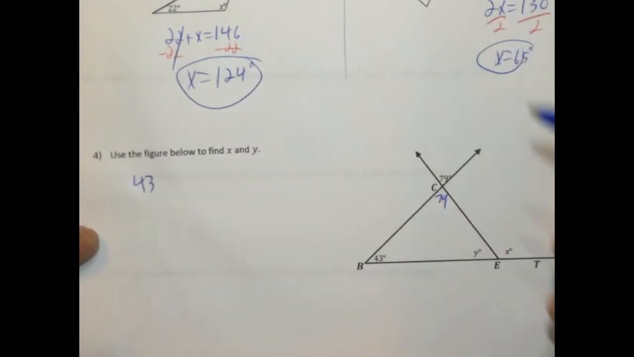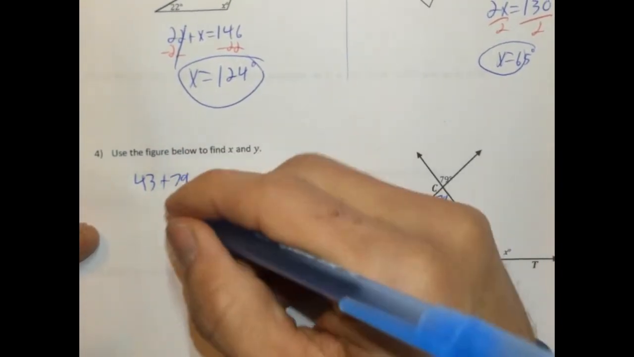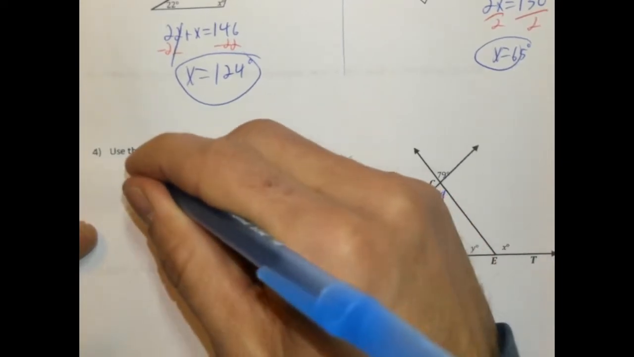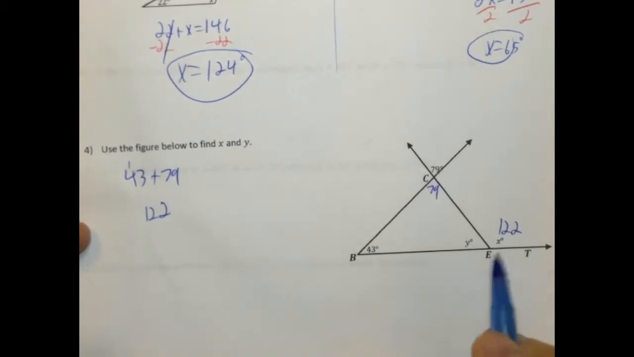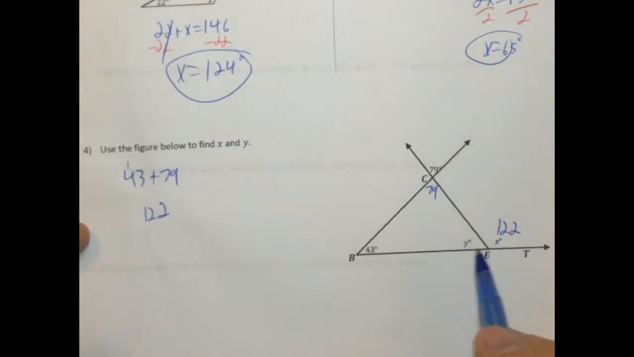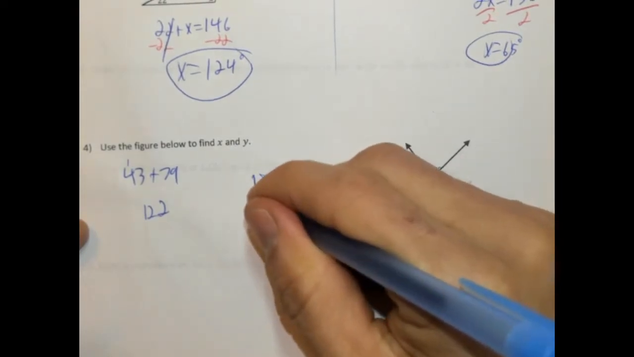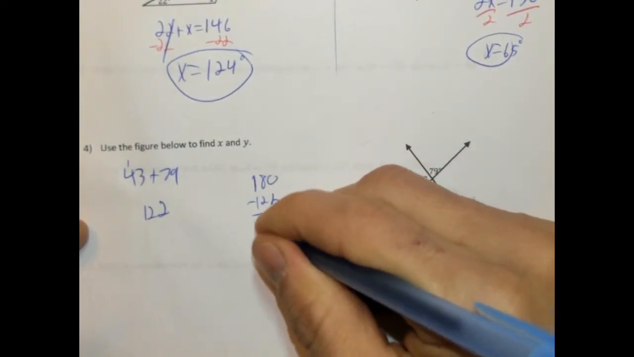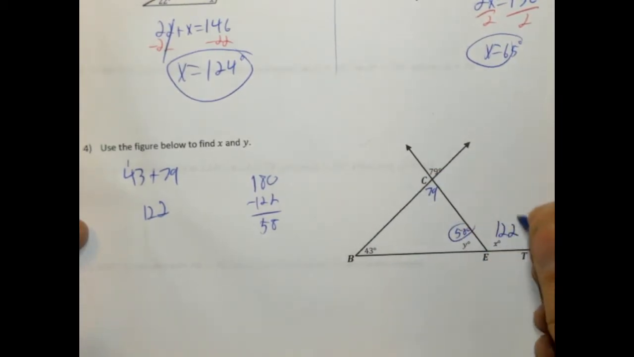So 43. Let's do that. Why not? 43 plus 79. We'll use the external angle theorem. So 3 plus 9 is 12. Carry the 1. 5. 122. So this is 122 degrees. And we know they're supplementary because they're a linear pair. So 180 minus 122 would equal 58 degrees, right? Yep, 58 degrees. There you go.